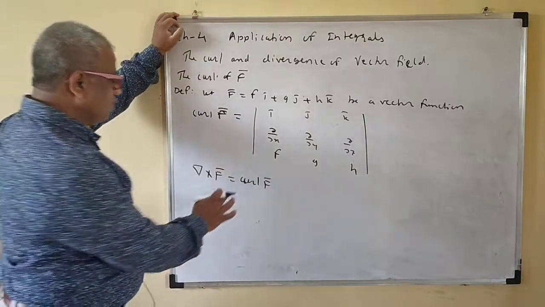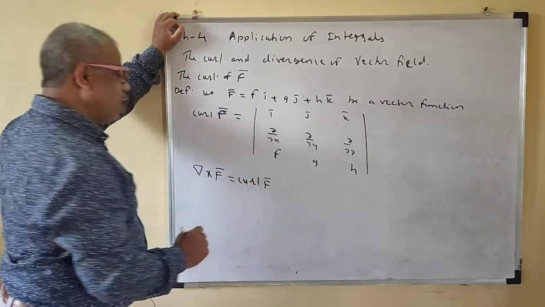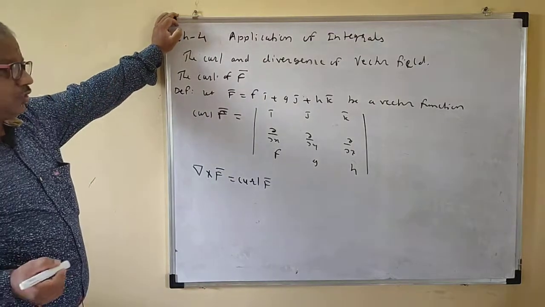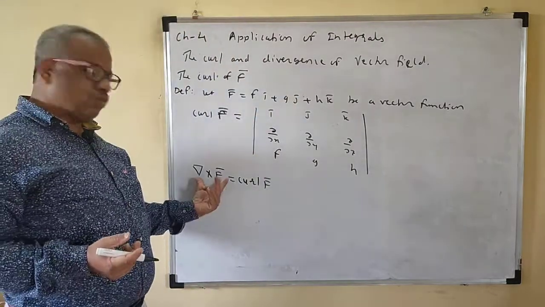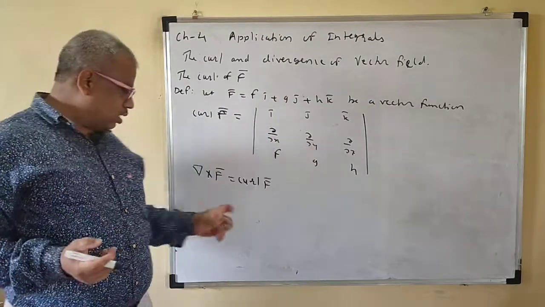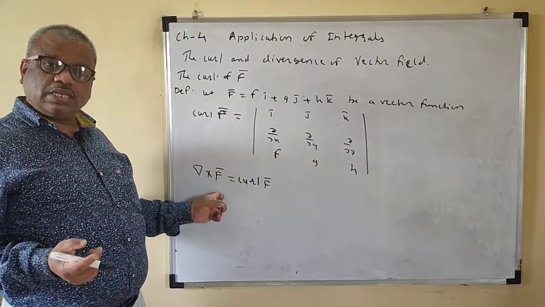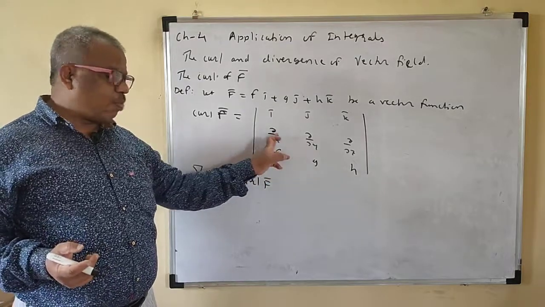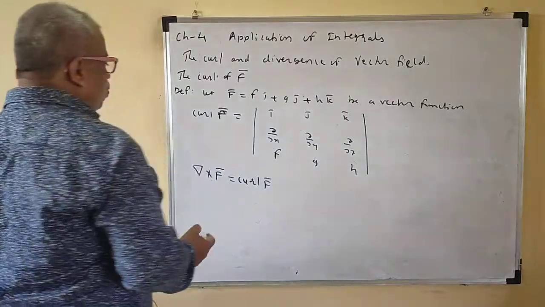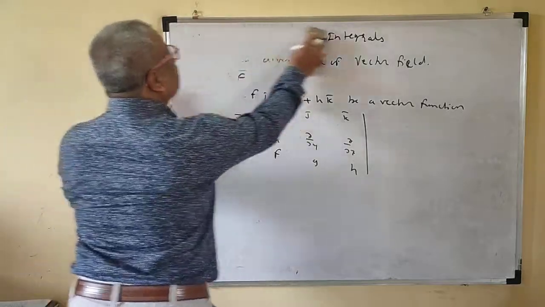This is curl, C-U-R-L, curl of f bar. This is the cross product of two vectors. You know how to find a cross product of two vectors. The second row is the components of the first vector, and the third row is the components of the second vector. Now these are the operators, ∂/∂x, ∂/∂y. So how do you find this? Suppose you want to find the curl of a vector. We'll take an example and see.